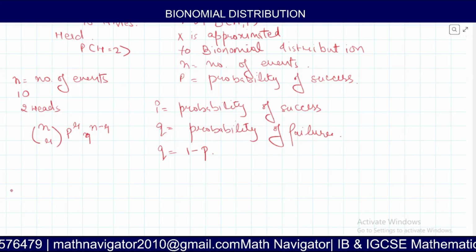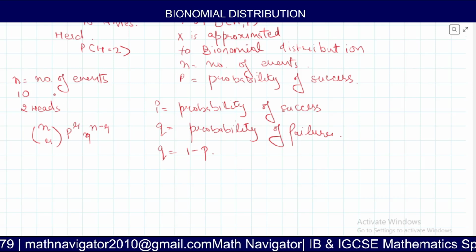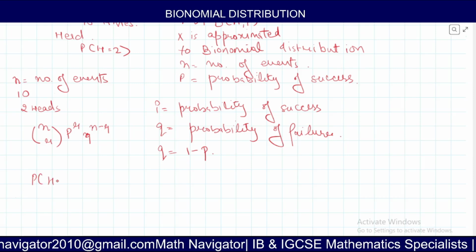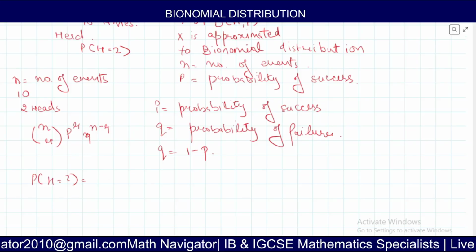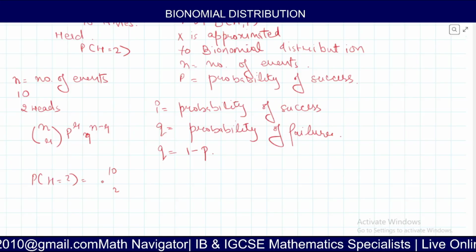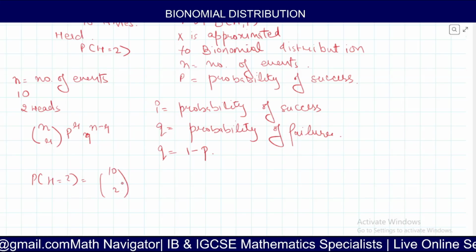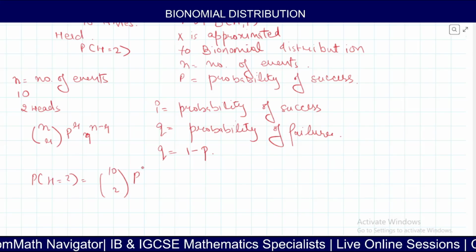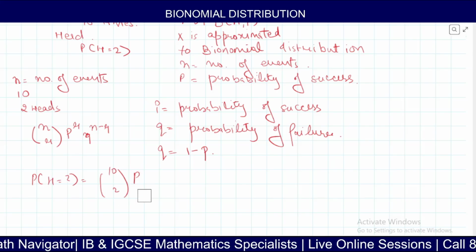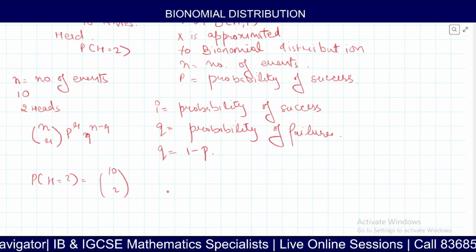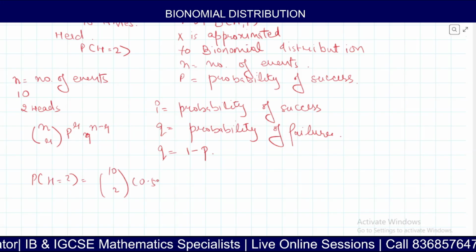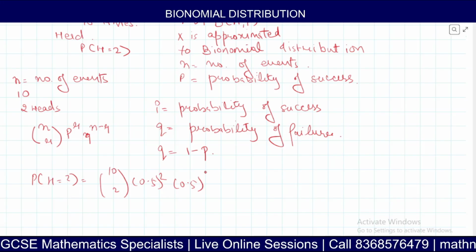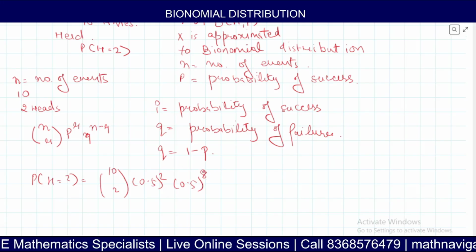Now let's solve this question. If I'm asking what is the probability of getting two heads, my answer will be: probability of heads equal to 2 is equal to 10C2 times p raised to the power of 2. The probability of success and failure is the same in this case, which is 0.5. So 0.5 raised to the power 2 times 0.5 raised to the power 10 minus 2, which is 8. So this will be the answer.